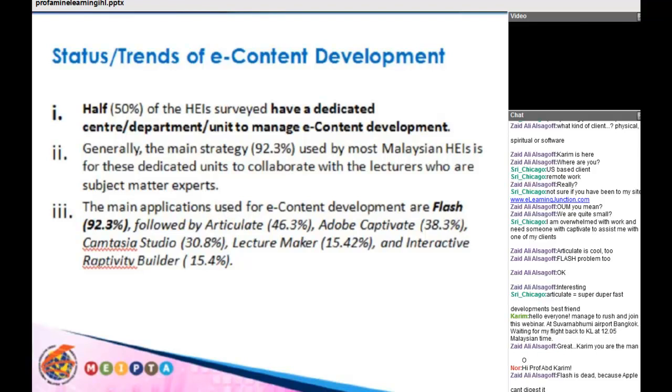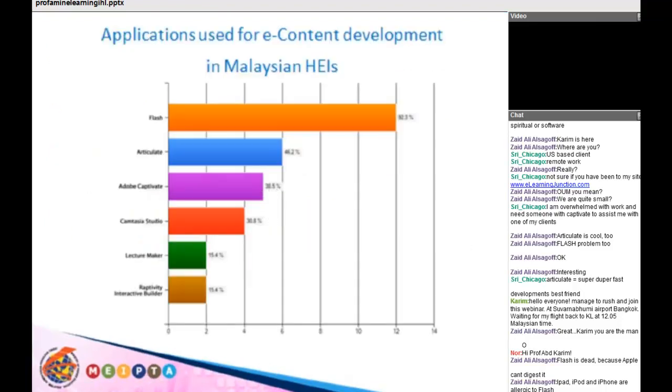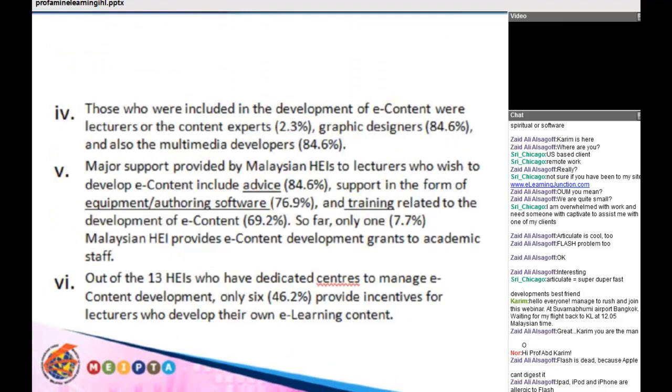a consortium, so that we can negotiate the price of the software, the authoring tools, much cheaper than what we pay now. Okay, so we are putting up a paper here, that vendors come in to the universities via a consortium, like how we are purchasing Microsoft and so forth. Okay, let's move on.